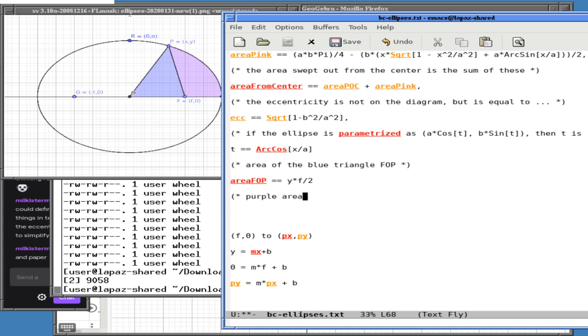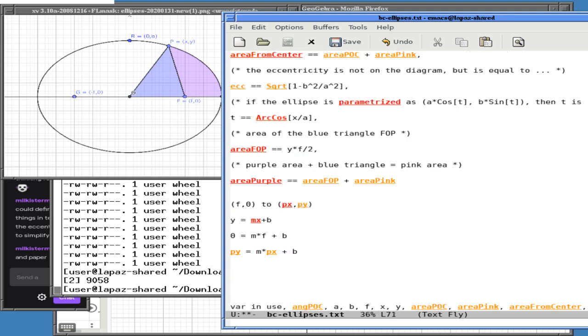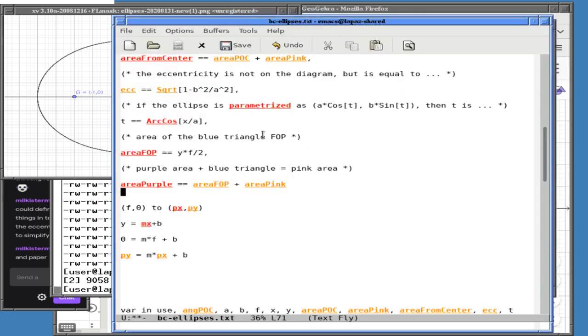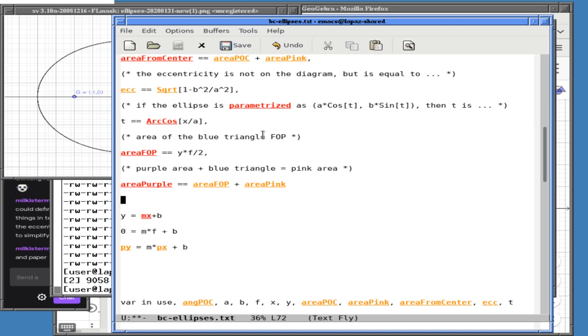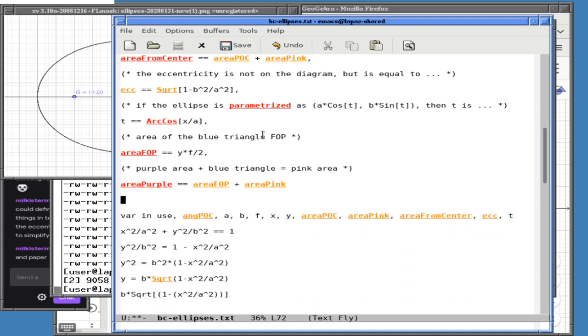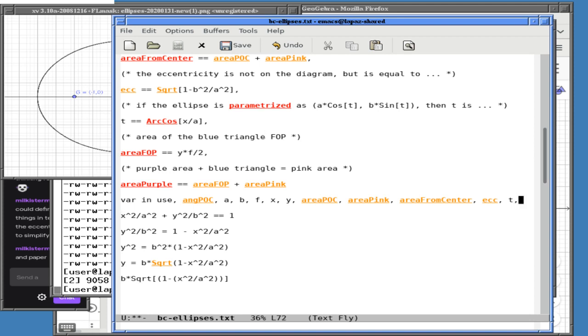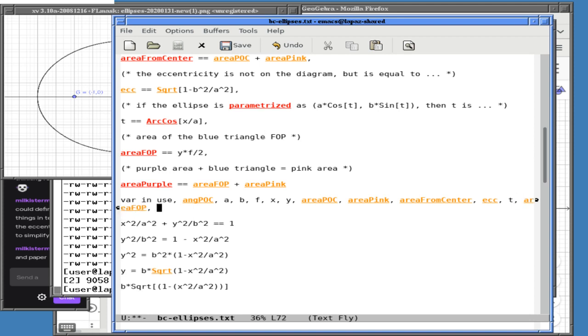Purple area plus blue triangle equals pink area. How do you like that? Stick that in your bag and smoke it. Area purple equals area FOP, blue triangle, plus area pink. That's the kind of thing I really wanted to get to. And now we've added here area FOP, area purple, and we already had area pink there.